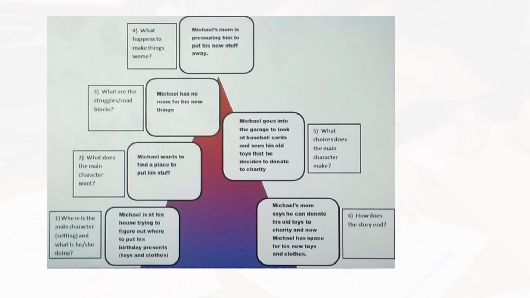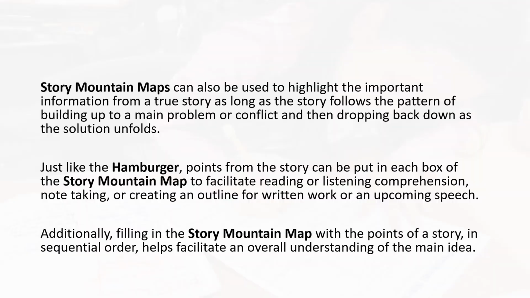And then number 6 at the bottom, how does the story end? Michael's mom says he can donate his old toys to charity, and now Michael has a space for his new toys and clothes. Story mountain maps can also be used to highlight the important information from a true story, as long as the story follows the pattern of building up to a main problem or conflict and then dropping back down as the solution unfolds.